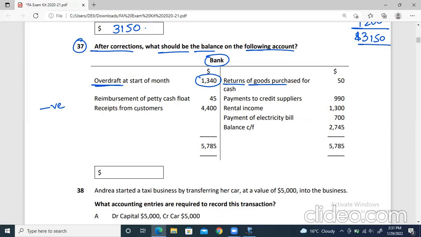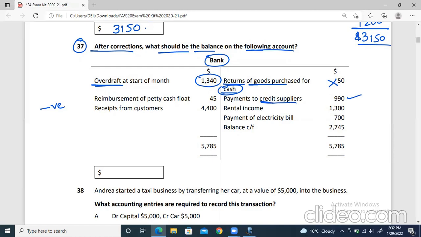Returns of goods purchased for cash. So these are the refunds, the goods that we purchased for cash, we received back. But it's written cash, so why should it be in the bank? I think this 50 will be ignored, we will not write it, because cash transactions are separate, bank transactions are separate. Now payments to credit supplier, this is written on the correct side, 990, because we pay. So what we do is debit payable, credit bank. We decrease the bank on this side, so it's correctly written.